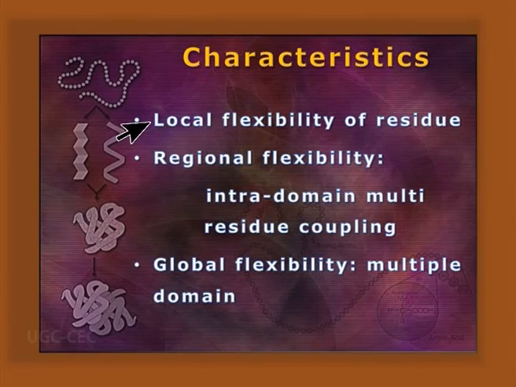Characteristics. It includes the local flexibilities of the residues. So chemical modulation is there, chemical undulation, chemical bonding is present, as well as regional flexibility, intradomain multi-residue coupling attached via hydrophobic interaction to make the hydrophobic core. And the global flexibility, which is imparted as the flexibility or the mobility of the multi-domain complexes as well. So different proteins have different types of these sorts of protein assemblies together.